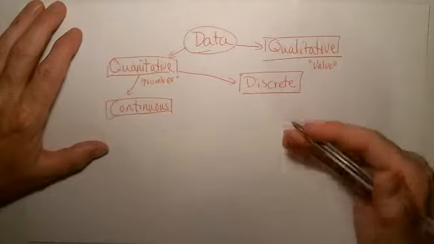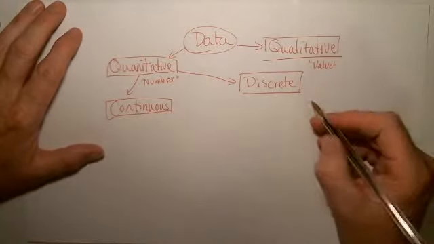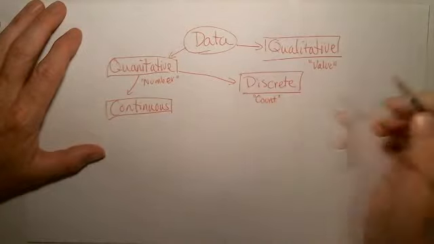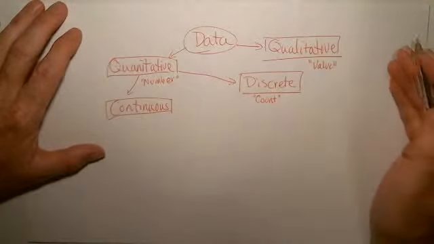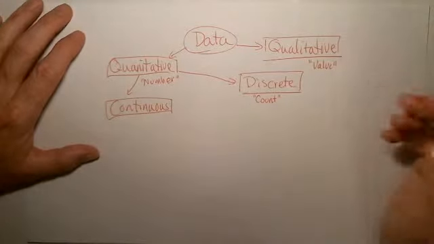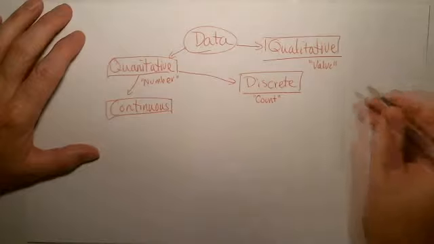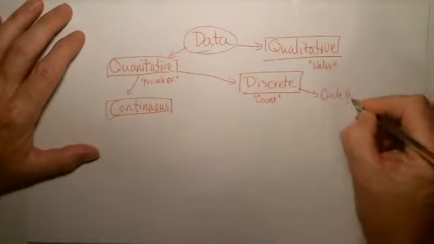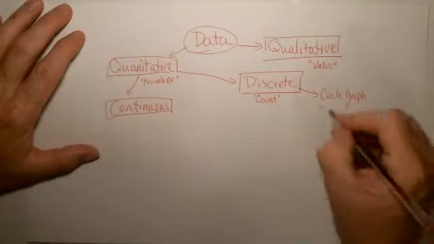You don't have a right-handed and a half person. So discrete, typically I tell students that you just count to get your discrete data. So you have a number, but you've counted to get that type of data. And with discrete data, we use two types of graphs. Basically, we use a circle graph. It's also sometimes called a pie chart.